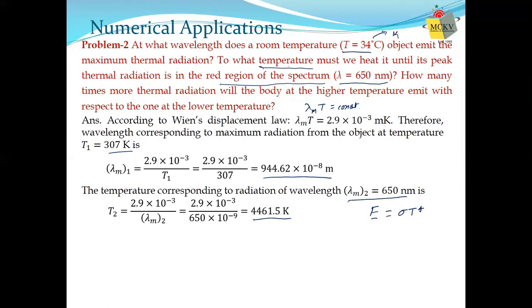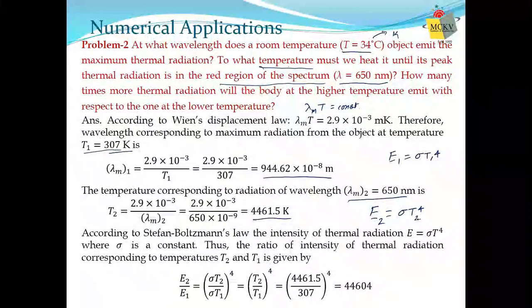So in the first case, the temperature T1 was 307 Kelvin, and in the second case, the temperature T2 is 4461.5 Kelvin. Therefore, the total intensity of radiation for the first one will be sigma T1 to the power 4, while in the second case it will be sigma T2 to the power 4. Now we need to find the ratio of E2 to E1. That ratio will be sigma T2 by sigma T1 to the power 4, that is (T2 by T1) to the power 4. If we put the values, we get E2 by E1 as 44604. So this amount of more thermal radiation the body at higher temperature will emit with respect to the body at lower temperature.